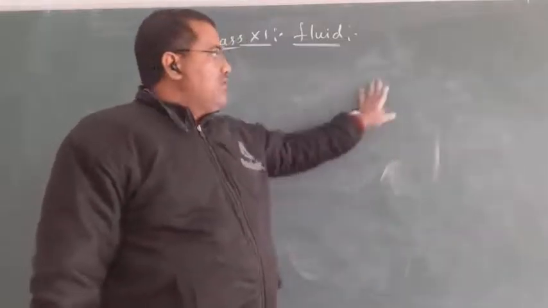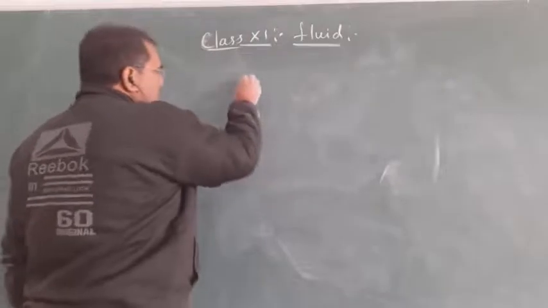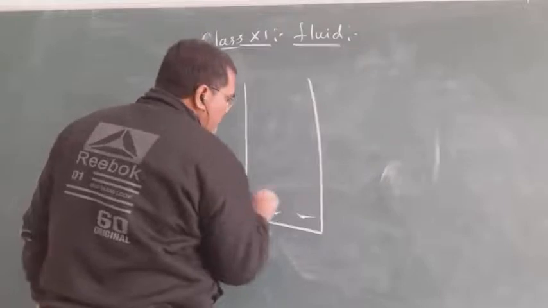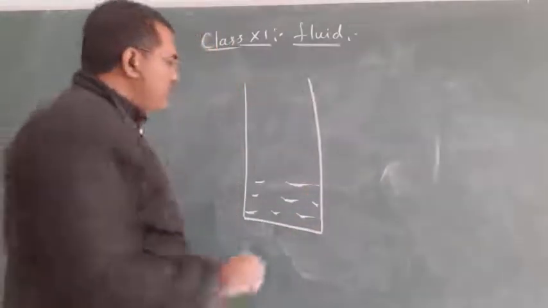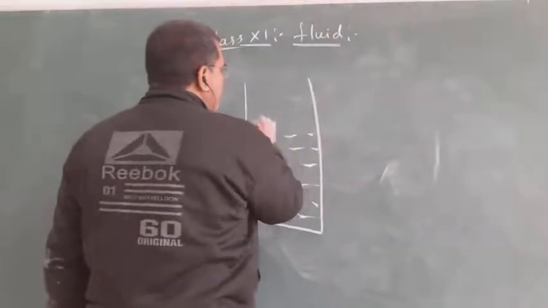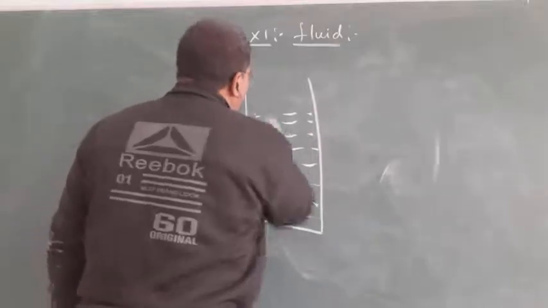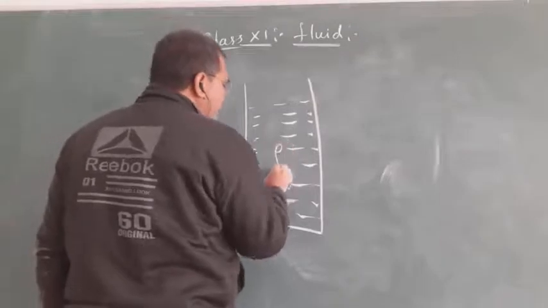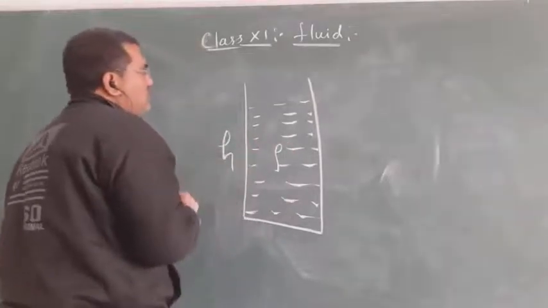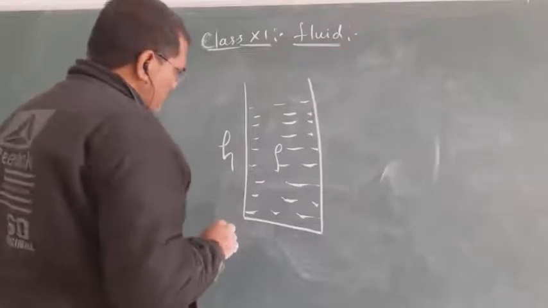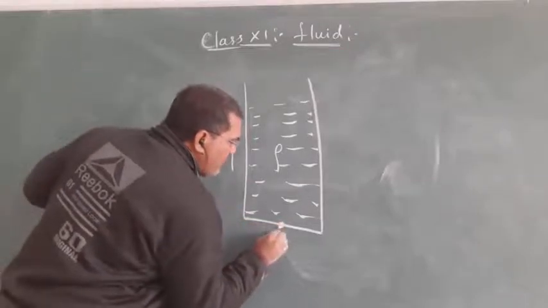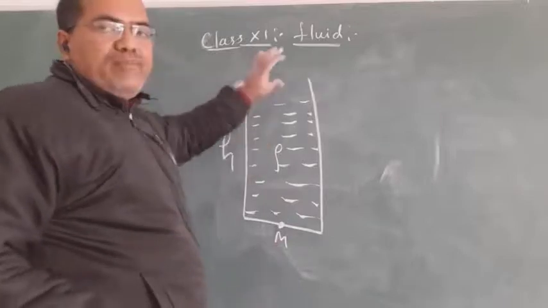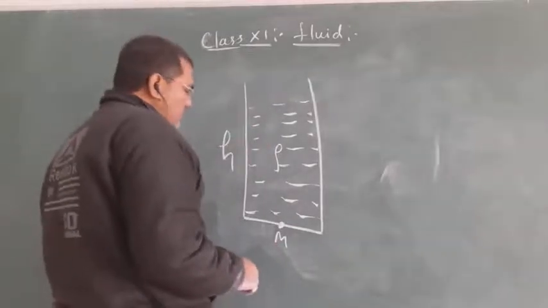So there is a container filled with a liquid up to height h, and the density of the liquid is rho. We have to find the pressure at point M due to the liquid column as well as atmospheric pressure.